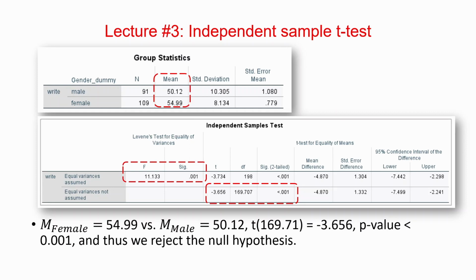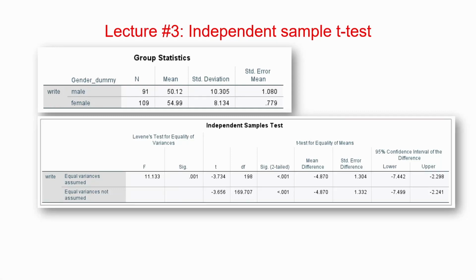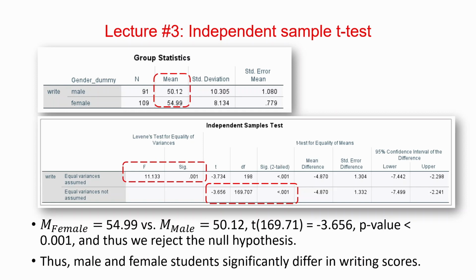So we use the second row of data, and you can see that the t-value is minus 0.656, and the p-value is smaller than 0.001. So we reject the null hypothesis. As a reminder, the null hypothesis is saying that men and women do not differ in terms of their writing score. So we reject that. That means we conclude that male and female students significantly differ in terms of writing score. So that is the independent sample t-test.